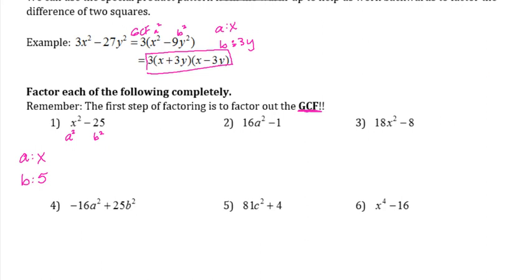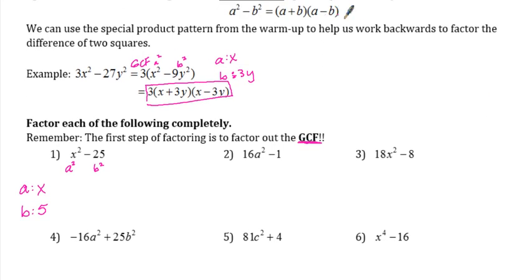Let's follow our little template for what happens when we have a difference of squares. So follow the template and build your factors. They must be x plus 5 and x minus 5. Order doesn't matter. You could have said x minus 5 and x plus 5. That would be fine. One needs to be negative and one needs to be positive.